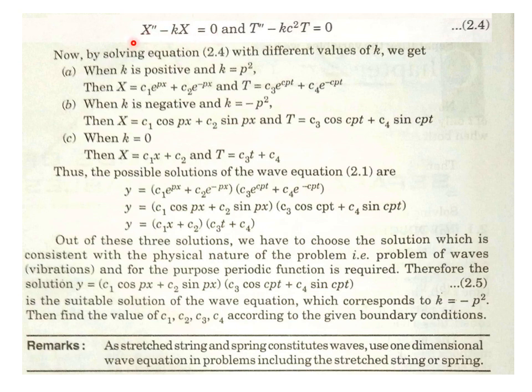equals 0, for which the auxiliary equation will be m square plus p square equals 0, means m equals plus minus iota p. So CF will be C1 cos px plus C2 sin px. And with that choice k equals minus p square, the T equation becomes T double dash plus (pc) whole square into T equals 0. So the auxiliary equation is m square plus (pc) whole square equals 0, means m equals plus minus iota pc. So CF will be given as C3 cos cpt plus C4 sin cpt, and PI is 0.